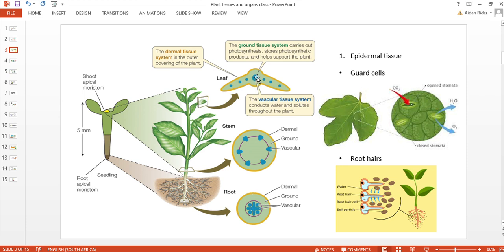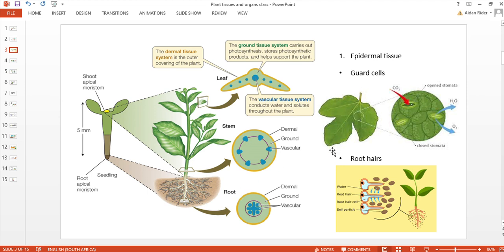Okay, so the vascular tissue is primarily your xylem and phloem. But firstly, let's start with the epidermis tissue. Okay, on the outside, the yellow bit here. Same with the stem, the outside, the epidermis layer, and same with the root, the outside. There are primarily two things that form part of your epidermal tissue, and that is your guard cells.